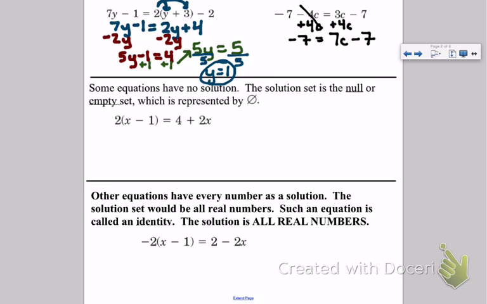7. Since I moved my variables from left to right, I'm going to move my numbers from right to left. In order to do the opposite operation, I must add 7, and whatever I do to one side, I must do to the other. Those cancel out to get 0, so I still have 7c on the right. But then negative 7 plus 7 is 0.